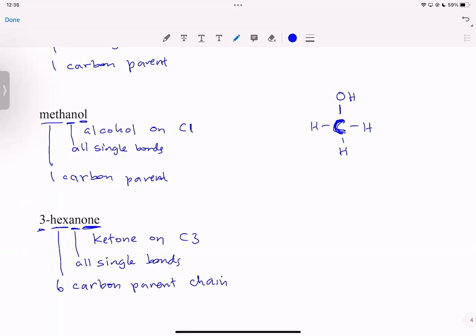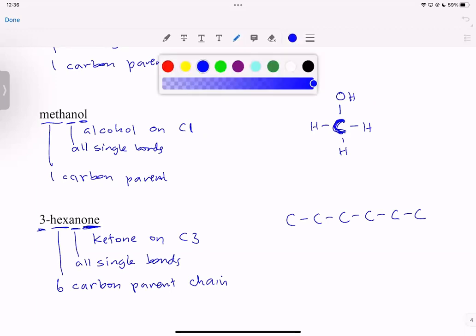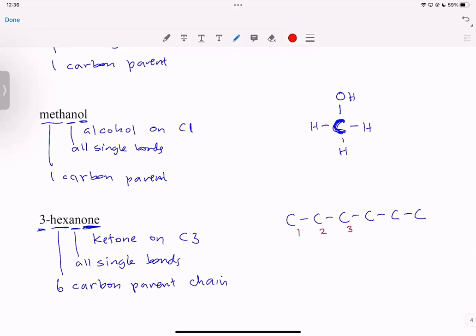So building this now, you've got 6 carbons, 1, 2, 3, 4, 5, 6. And then number these 1, 2, 3, 4, 5, 6. And put a ketone on carbon number 3. So a ketone group is the double bond oxygen. Okay, ketone groups are common in stored fats, and that's the ketosis diet that I mentioned in the video. And so that's where it comes from, ketone. Okay, so I got the ketone on carbon number 3.